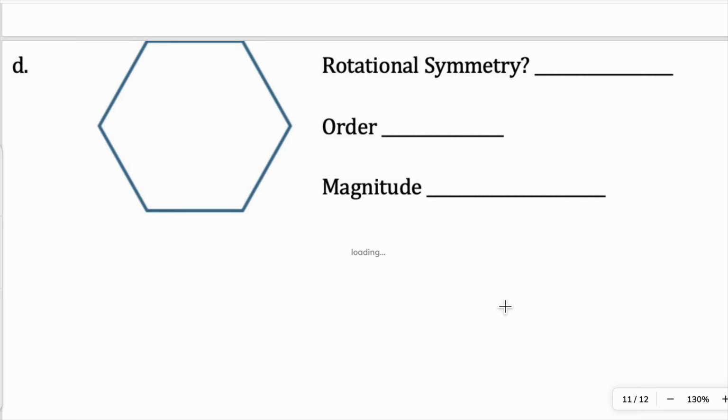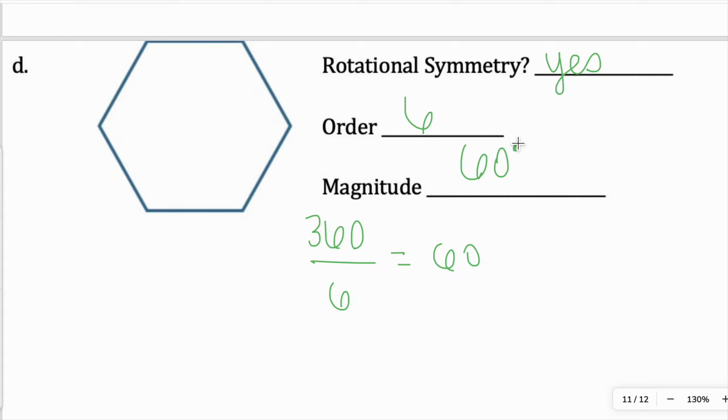And then letter D, this one also has rotational symmetry. If you look at your paper and start rotating it 6 times, so 1, 2, 3, 4, 5, 6, that is the number of times you can rotate it so that it can look identical. So for my magnitude, I would just be taking 360 divided by 6. That means for every 60 degrees I rotate this figure, it will come up looking the same.